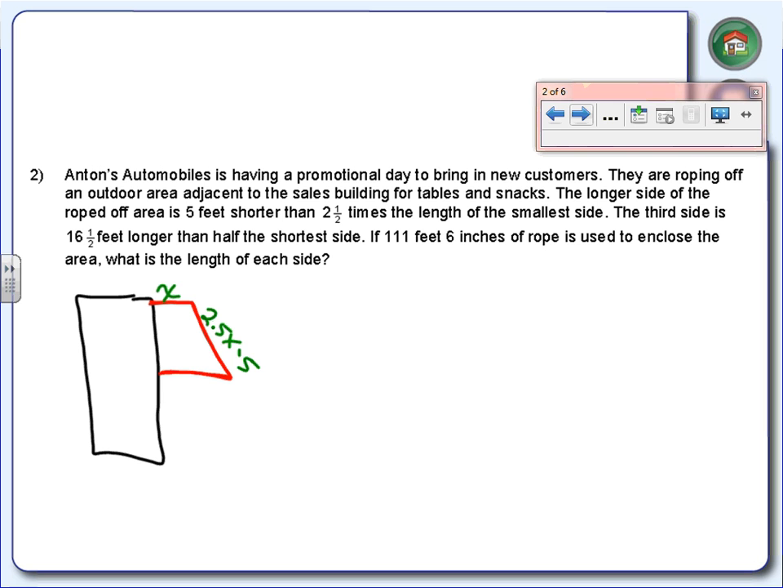The third side is 16.5 feet longer than half the short side. How do you write 16.5 feet longer than half the short side? What would that look like? What expression am I going to use? Annika, what expression am I going to use for the third side? It's 16.5 feet longer than half the short side.